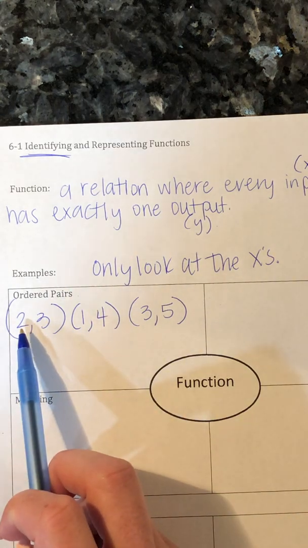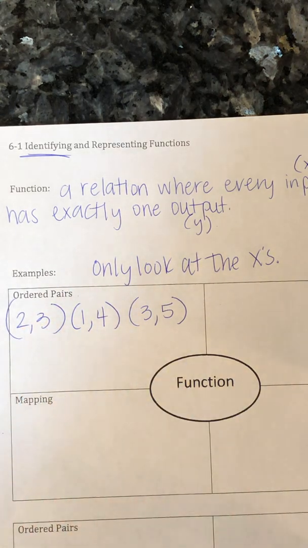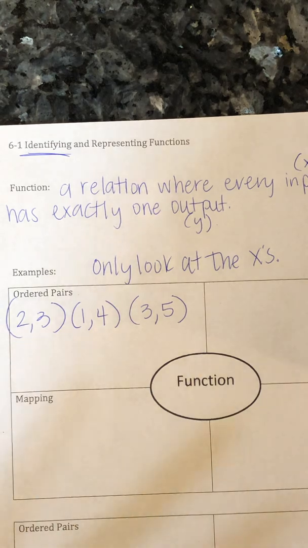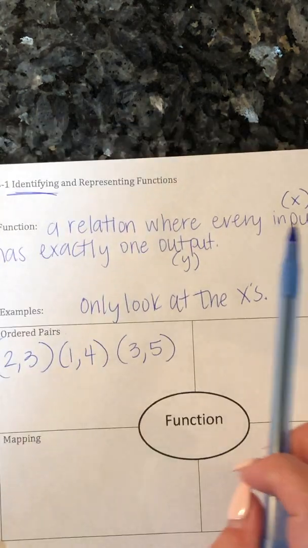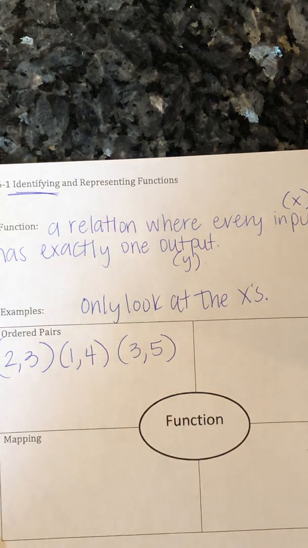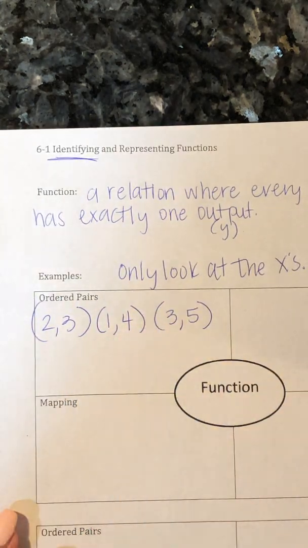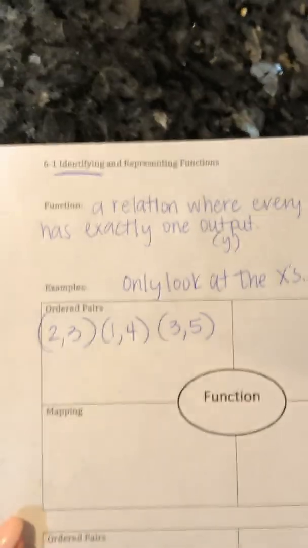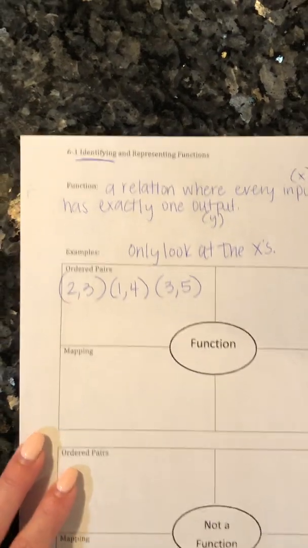Now, if I had a function with a 2 and a comma like 5, then that would be an input having 2 different outputs, and you can't have that. Remember, it's every input has only one output. So how could I make this not a function? So that's what I'm going to show you down here at the bottom.